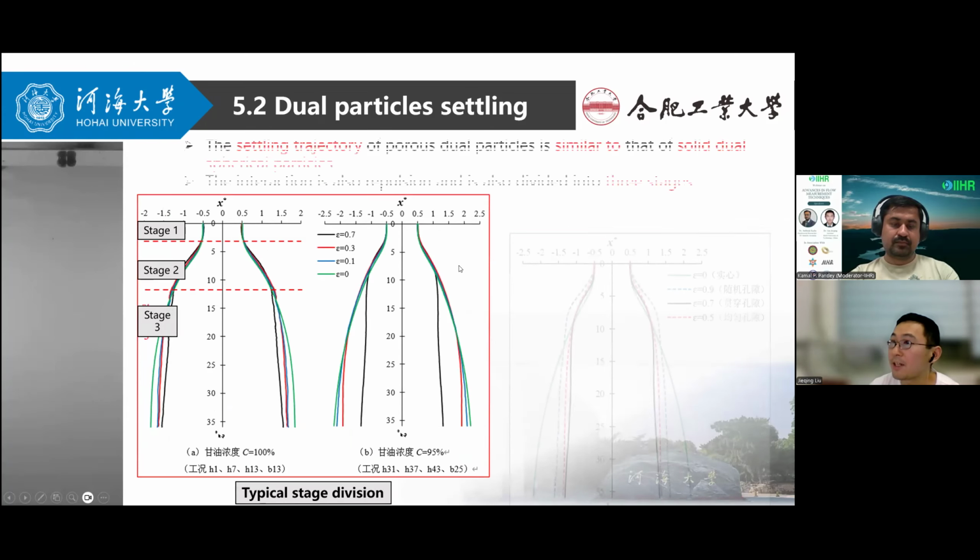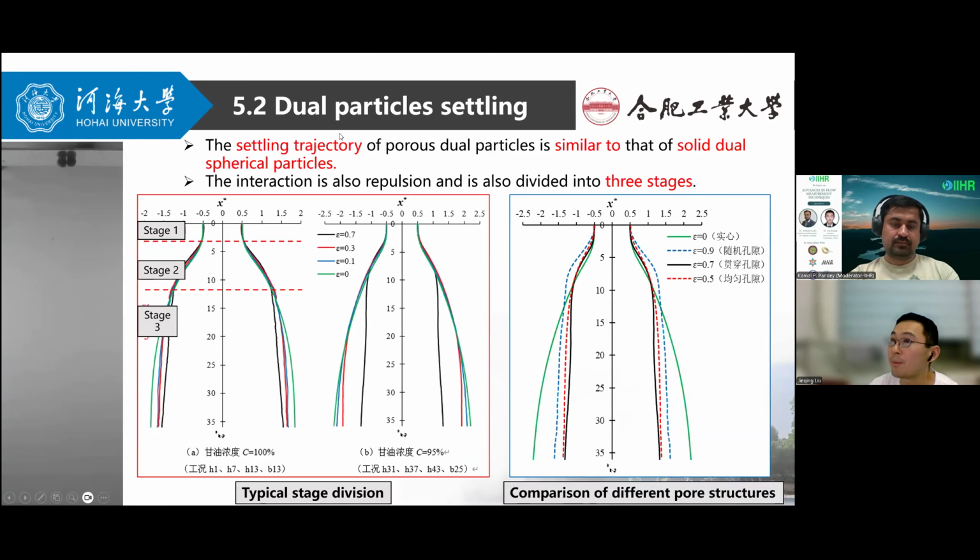We also studied the porous particle settling. We can see the video. The settling trajectory of porous particles is similar to that of solid spherical particles. The interaction is also repulsion, and it can also be divided into 3 stages.